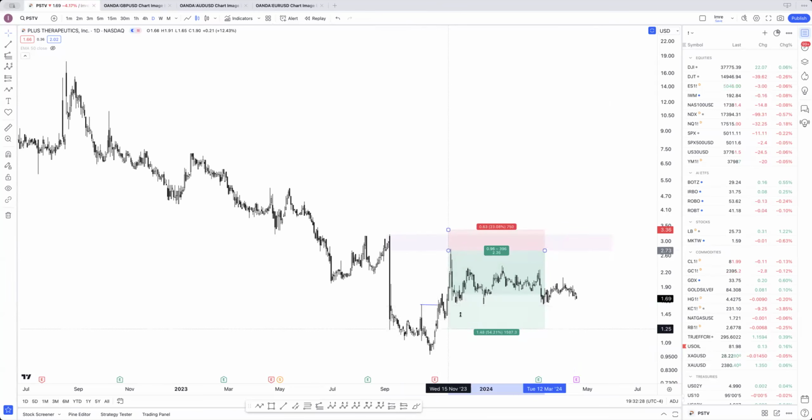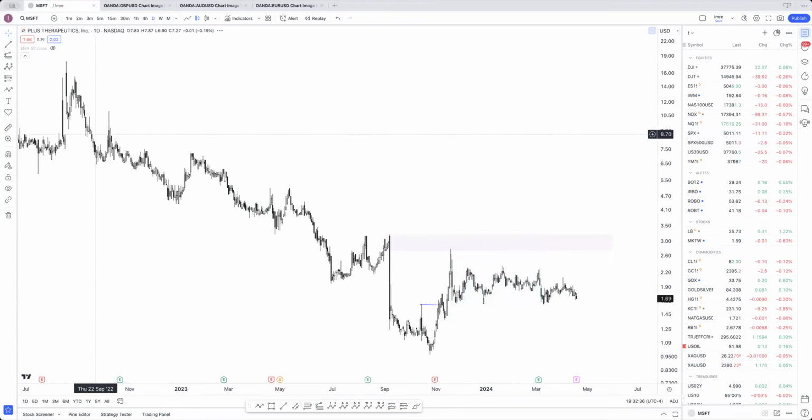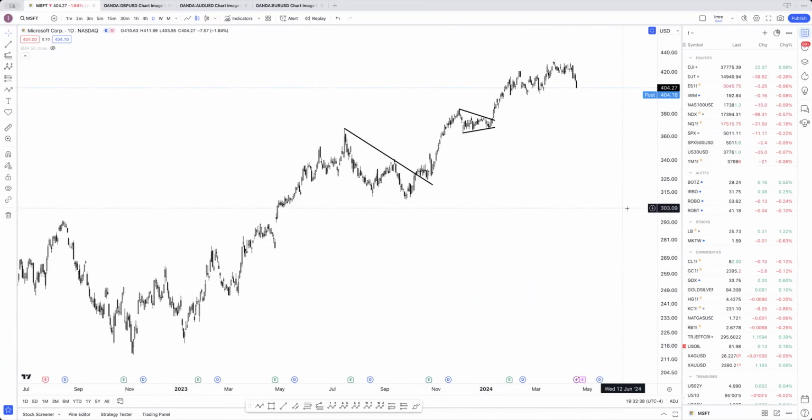Now, even where we are right now, that's still a great opportunity to manage the risk on the open trade. Okay. If we take a look at a stock like Microsoft on the daily chart, we can still do the exact same thing. Here's our impulsive advance. Here's our inducement. Here's our last piece of order flow.